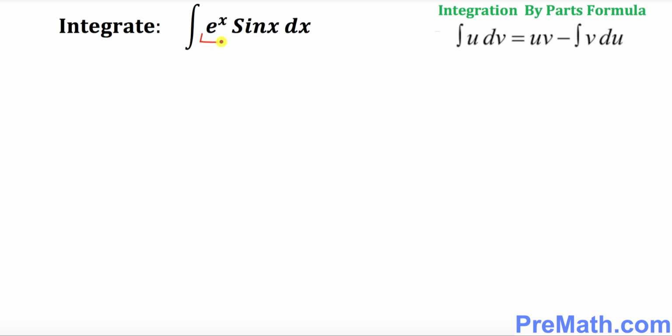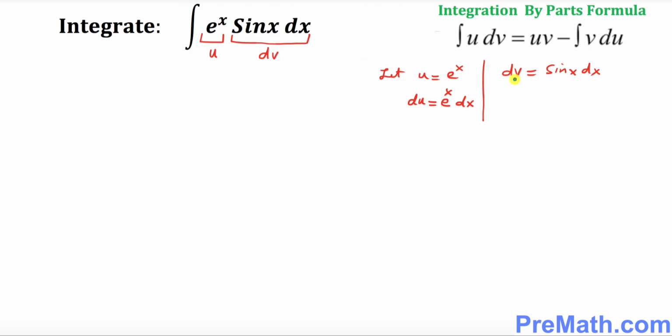I'm going to call this part e power x as u, and this whole thing I want to call dv. In other words, I'm going to say let u equal e power x and dv equal sine of x dx. Once you have u equal to e power x, we are looking for du. So du is going to be, you take the derivative on both sides. The derivative of e power x is e power x times dx.